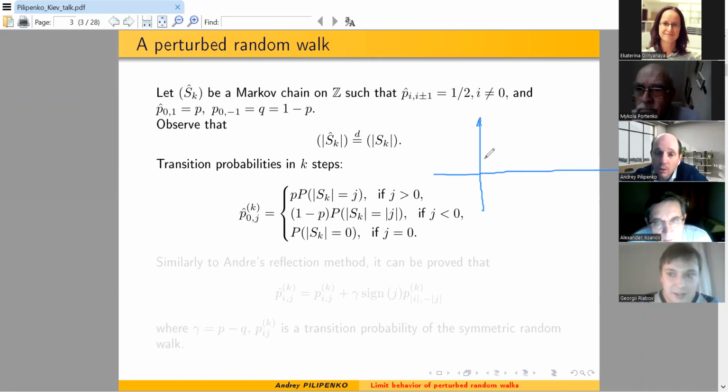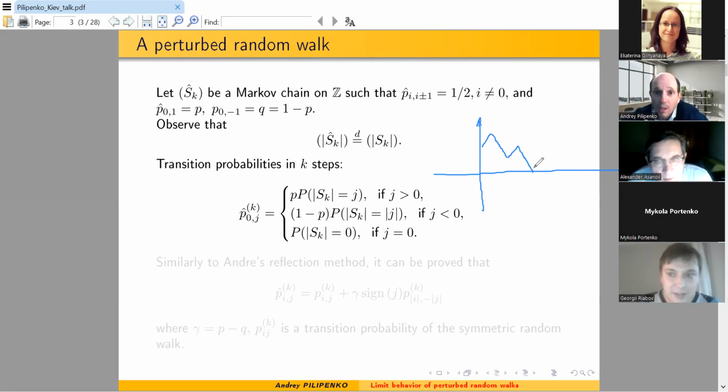Now let's consider a very simple perturbation: just a simple random walk everywhere outside of zero. So the jumps are one or negative one, and the transition probabilities everywhere except zero are 1/2. But when you hit zero, the probability of going up is p, and the probability of going down is q. So we have some skew at zero. Then when you enter the upper half space or lower half space, the behavior of your walk is again 1/2 and 1/2. And again, you hit zero, go up or down with probabilities p and q, and so on and so forth.